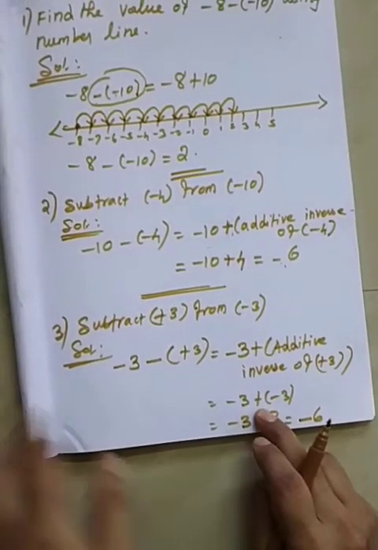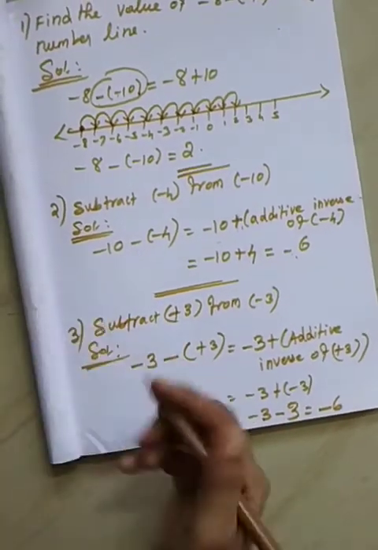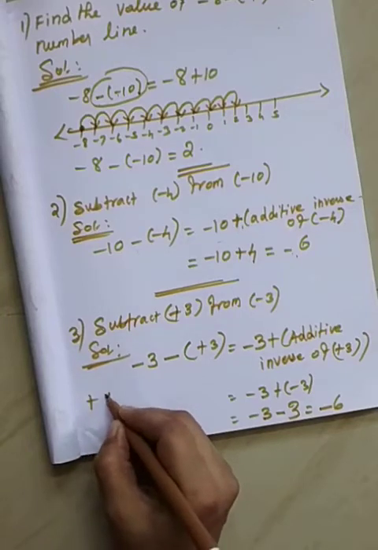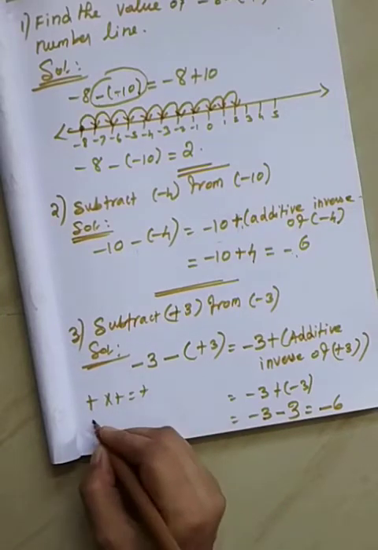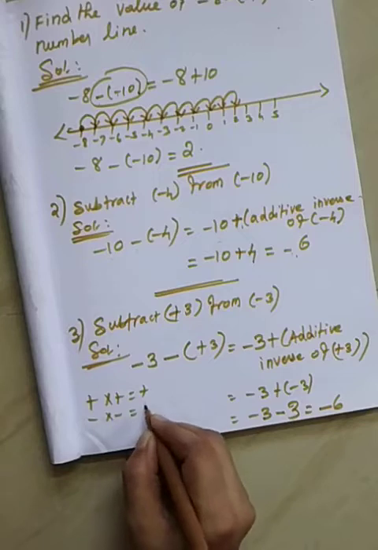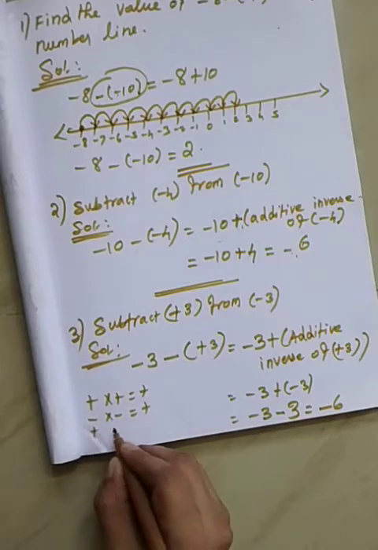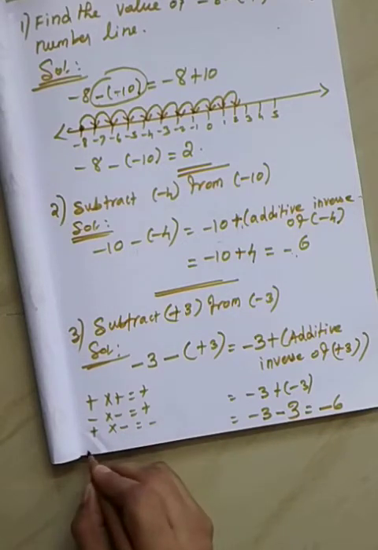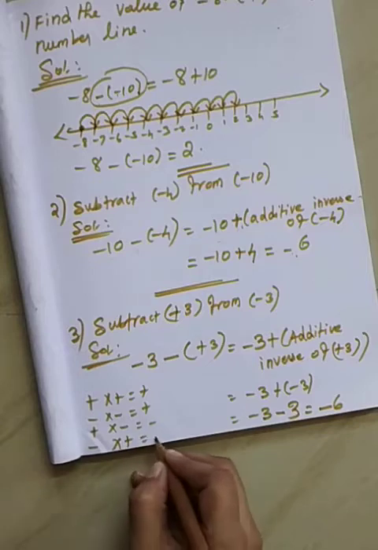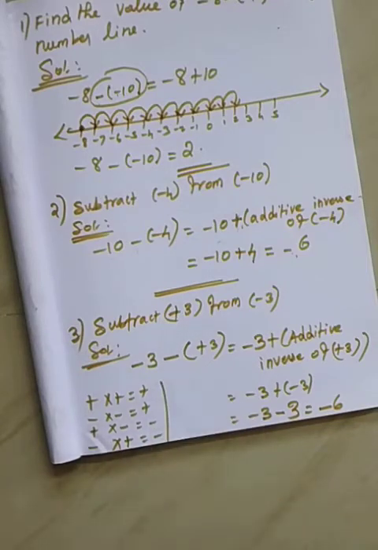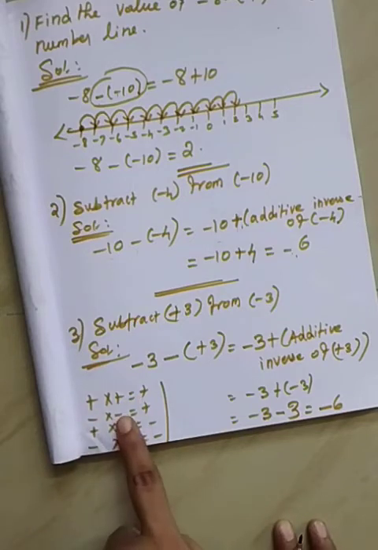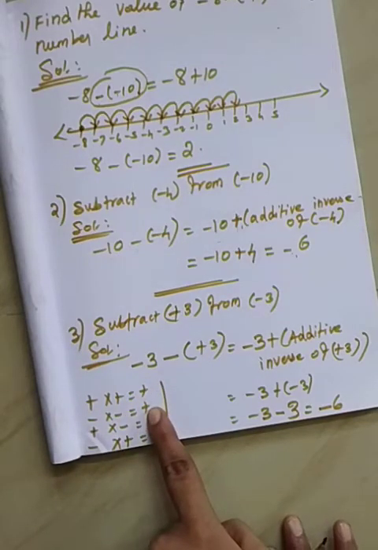See, we know the plus into minus symbol formula. Everybody knows: plus into plus equal to plus. Minus into minus equal to plus. Plus into minus equal to minus. Minus into plus equal to minus. If you don't know, you have to see this. Both signs are same means your answer is plus.